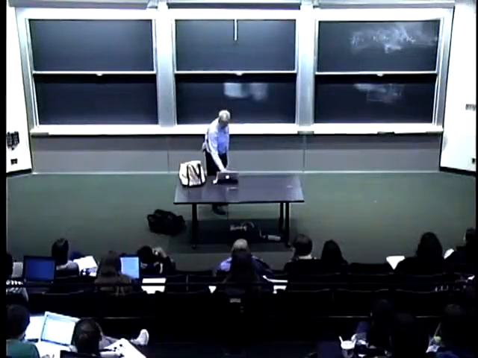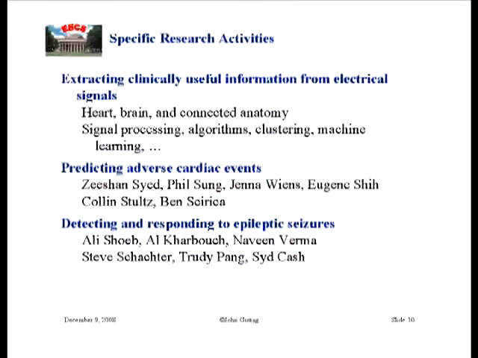So some of our specific activities, and this is only a sampling, we work on extracting clinically useful information from electrical signals in the human body. Mostly the heart, the brain, and connected anatomy. For those of you who've never studied anatomy, I've labeled the heart and the brain in the diagram for you. The two major projects in this area we've been working on are predicting adverse cardiac events and detecting and responding to epileptic seizures. And I want to say a few words about each of those.